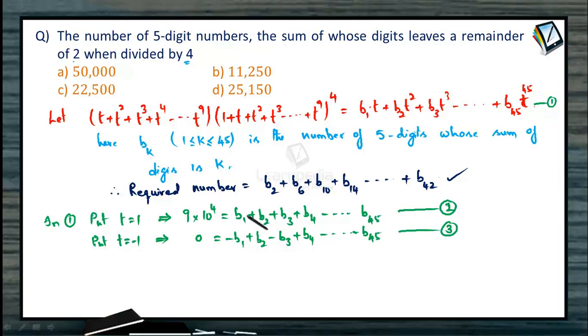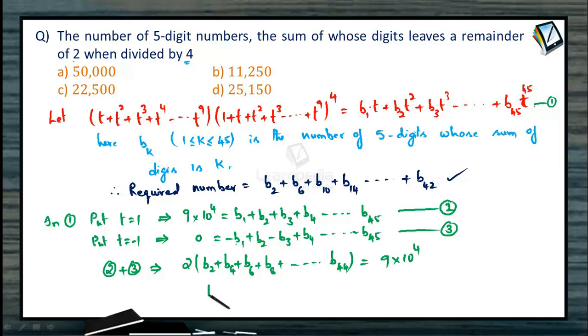Now if you look at equations 2 and 3, b1 is with a plus sign in the second equation, but b1 is with a minus sign in the third equation. So when we add the two equations 2 and 3, what do we get? b1 cancels, b3 cancels, all the odd terms get cancelled, leaving us with 2 times (b2 + b4 + b6 + b8 + so on up to the maximum term that remains, b44). All the even powers remain, equal to 9 into 10 to the power of 4, right?